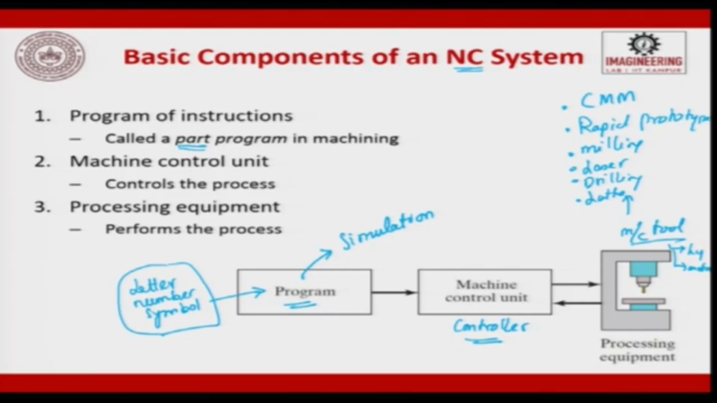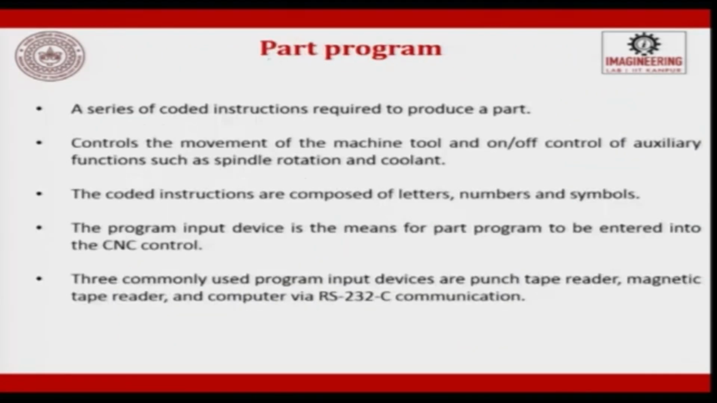So, what is the function of a program of instruction? It is called a part program. Then the machine tool controls the process, and the processing unit performs the process. So, let us understand what a part program is. A series of coded instructions required to produce a part is called a part program.